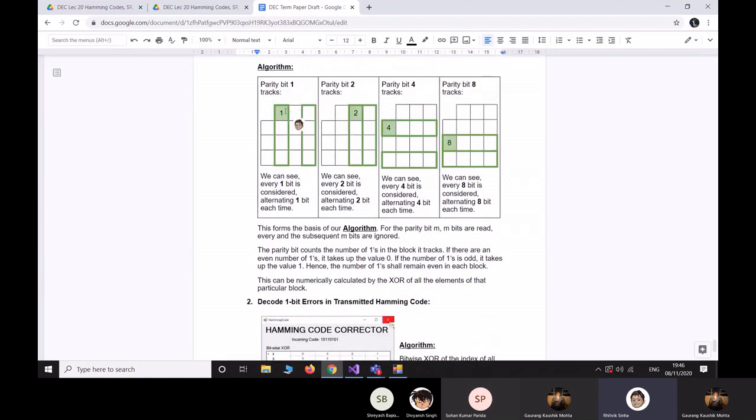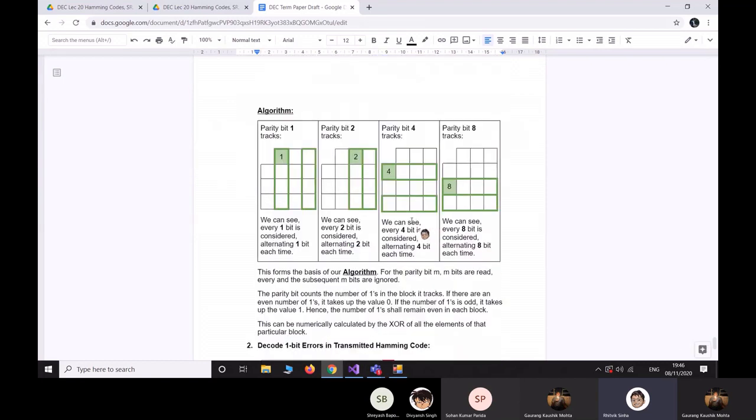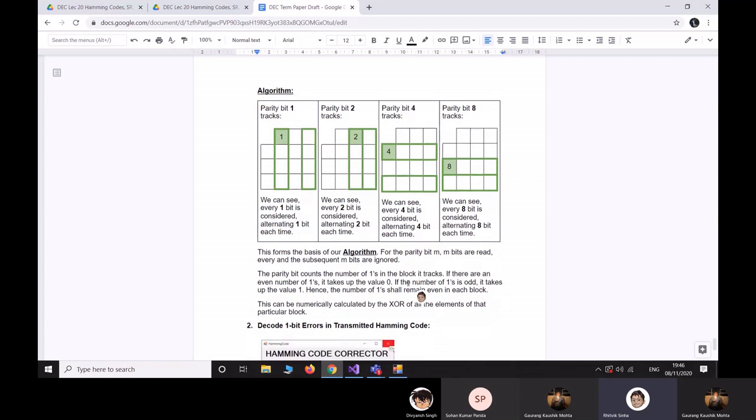For example, the first parity bit will keep track of the number of ones in these parallel blocks, same as with 2, same as with 4, same as with 8. From the way the blocks are numbered, which you can see here as 1, 2, 3, 4, 5, 6, 7, 8, 9, 10 to 15, we can see that parity bit 1 tracks every 1 bit and then alternates with every 1 bit. Similarly, parity bit 2 tracks every 2 bits and then alternates with every 2 bits each time. Similarly, 4 tracks 4 and alternates over 4, and 8 tracks 8 and alternates over 8.